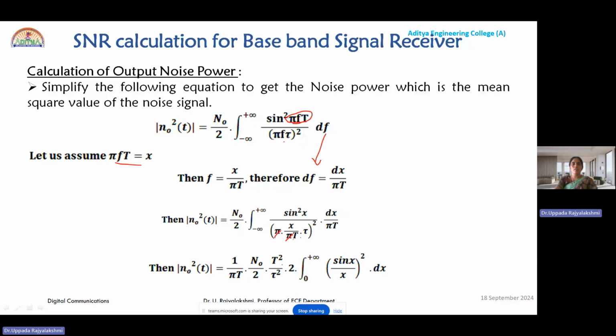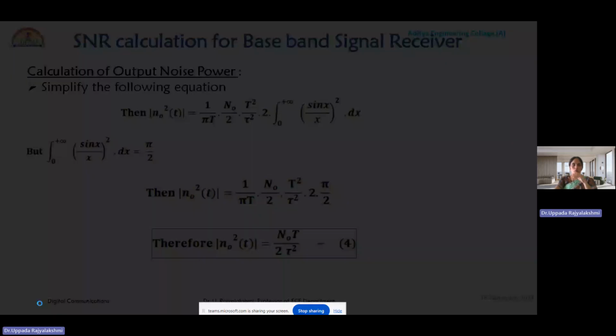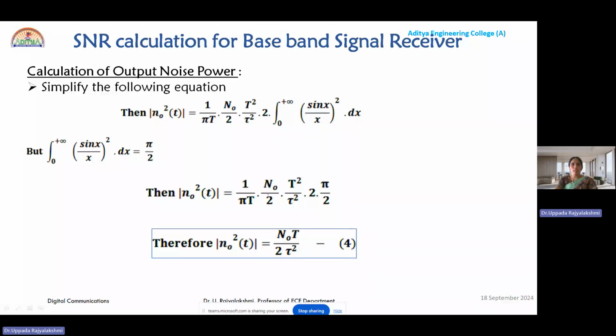So if you take it to the numerator, you will have T by tau, T square by tau square, into 2 into integral 0 to infinity. Instead of minus infinity to plus infinity, we are writing it as 0 to infinity. So that's why you can write it as 2 into 0 to infinity (sin x by x) whole square dx. This integral 0 to infinity (sin x by x) whole square dx is equal to pi by 2. Let us substitute this pi by 2 here to get the output noise power, which is equal to 1 by pi T, N naught by 2, T square by tau square, into 2 into, this factor is pi by 2 into pi by 2. So here pi gets cancelled, 2 gets cancelled, one of the T gets cancelled. So you will get the output noise power as N naught into T by 2 tau square.